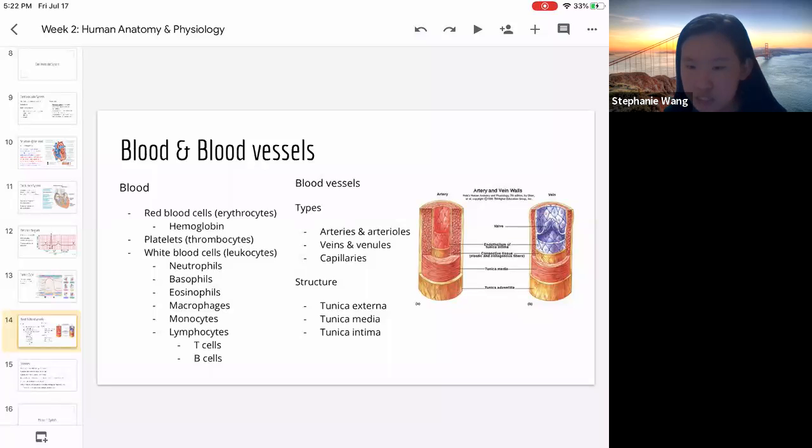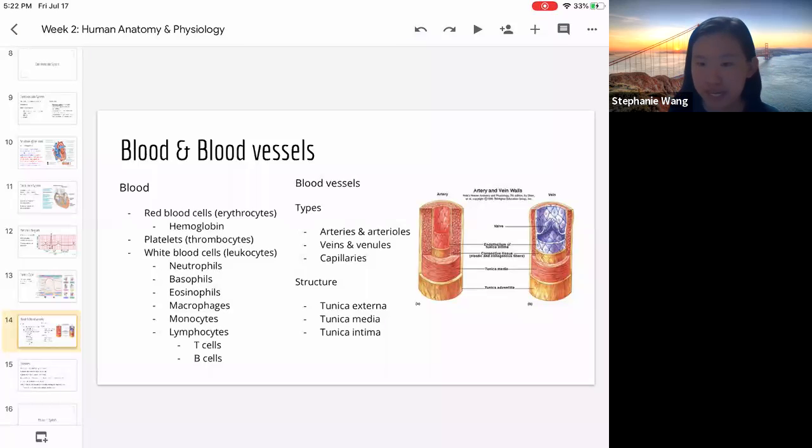So Sherry asked, do blood cells only carry oxygen? No, blood cells don't only carry oxygen. It's also possible for blood cells to carry carbon dioxide in certain circumstances, although that's not the main way that carbon dioxide is carried. So if you want to learn more about carbon dioxide transport, I suggest you look into the respiratory system.